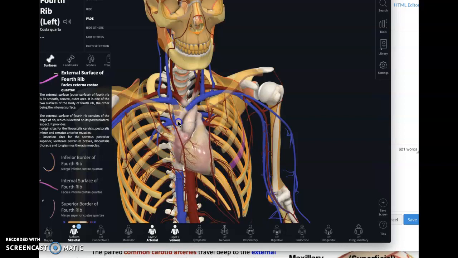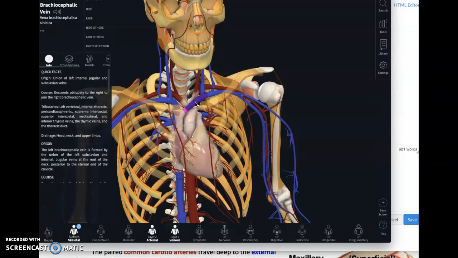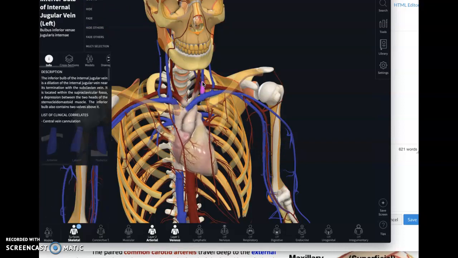So we have the inferior vena cava right there. Superior vena cava, excuse me. And we have two veins coming into it that I want you to label. We have the left brachiocephalic vein and the right brachiocephalic vein. As the name implies, brachio, arm, cephalic, head, because we have blood coming down from the jugular, and it is going to go into the heart.